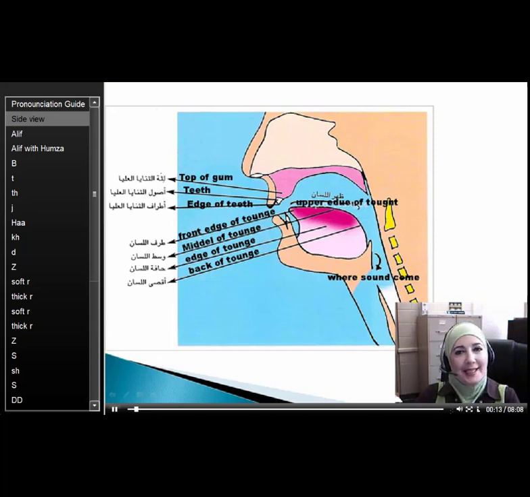Ready? Let's begin. This is going to be the most important chart that you're going to see, the most important slide rather. The hot pink is going to tell you where most of the sound is going to come from, and the arrow is what other parts are aiding. Let's start.